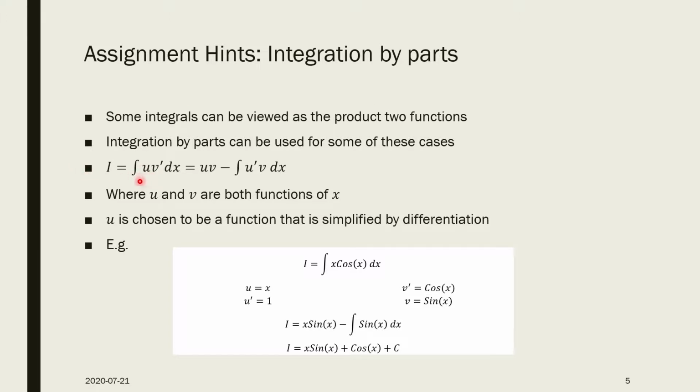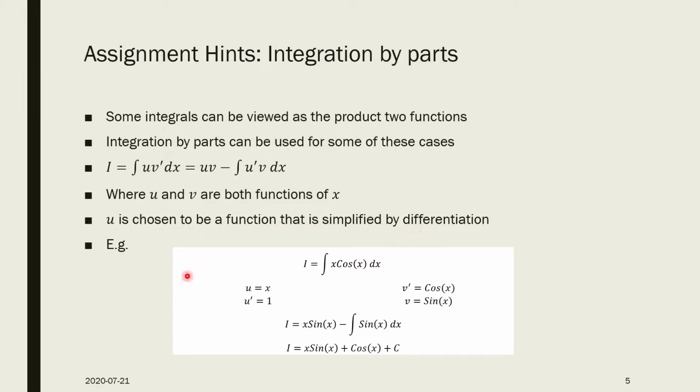As you can see, the integral is composed of the product of u and v prime, where u and v are both functions of x. And if this is the case, you can express the integral as the product of u and v minus the integration of u prime multiplied by v dx. In this case, it's particularly useful to choose u to be a function that is simplified by differentiation.